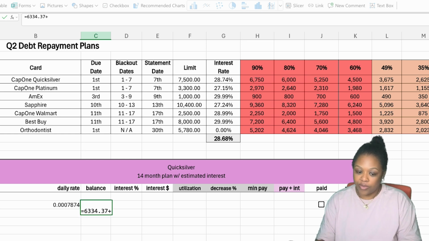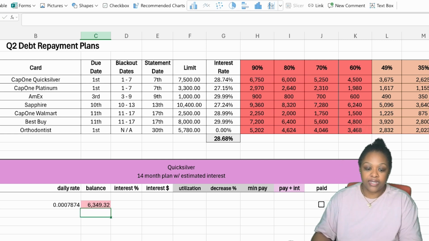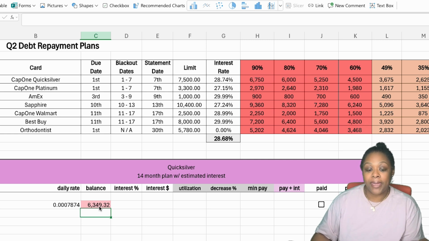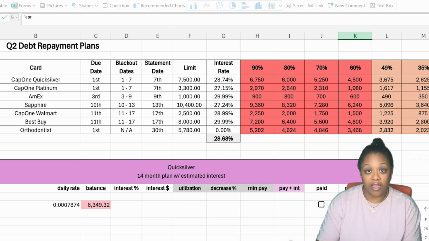And I know that Audible is going to hit for $14.95. So that's going to hit and bring my balance to $6,349.32. That's what I'm predicting that my balance will be day of my due date.